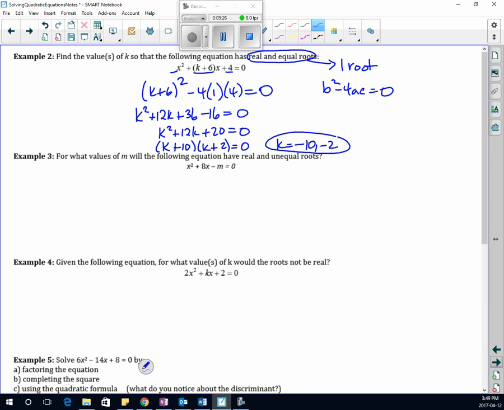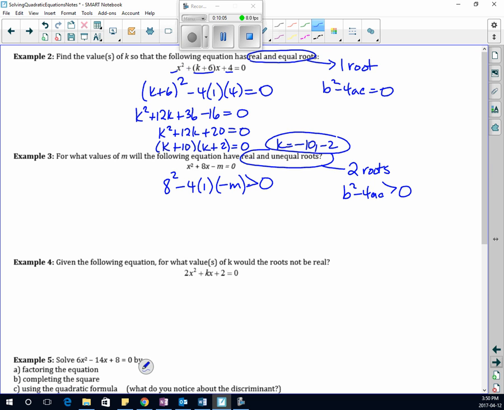So for what values of m will the following equation have real and unequal roots? So in order to have real and unequal roots, that means it's 2 roots. They're not the same, so you have 2 of them. So that is when b squared minus 4ac is greater than 0. So b squared is 8 squared minus 4 times 1 times, notice that the constant here is a minus m, so that means it is a negative m that I'm putting into it. So this is greater than 0.